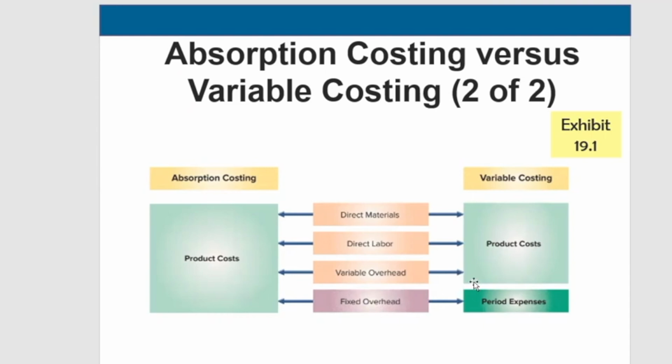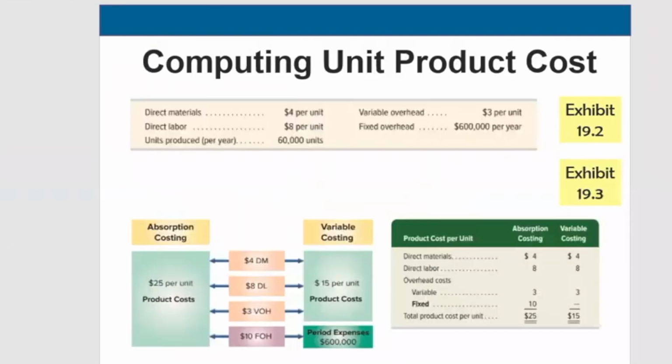Now, we're not leaving out the fixed overhead altogether. We are going to include it on the income statement, but it's going to be down there with all the other expenses of running the business, like the general administrative, the payroll, the accounting, just all the things that don't relate to production. We will still include those down at the bottom of the income statement. And I'll show you an example in just a little bit here.